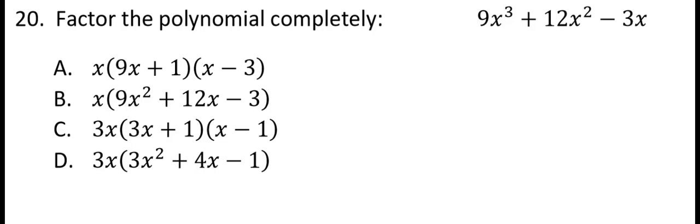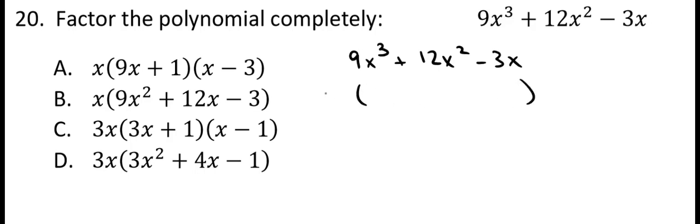Factor the polynomial completely. 9x to the third plus 12x to the second minus 3x. 9, 12, and 3 are multiples of 3. X cubed, x squared, and x are multiples of x. So the greatest common factor is 3x.